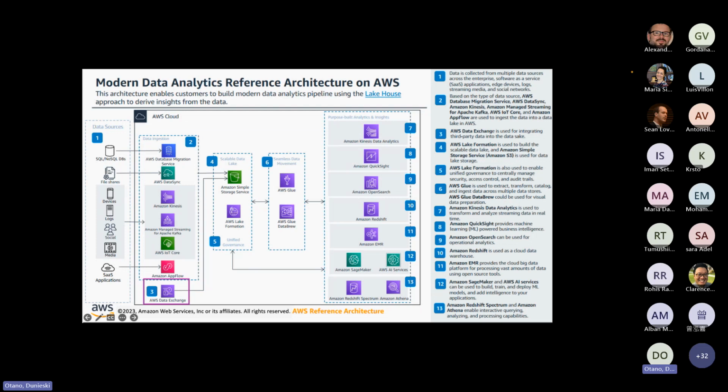Good, so this is a modern reference architecture of data analytics. So we have services here, right? And we have the sources. The sources can be a NoSQL database or SQL database on premises, maybe a file share that you may have, devices, or logs in your servers, or maybe social media, videos, or SaaS applications. So you can have multiple ways to ingest that data.